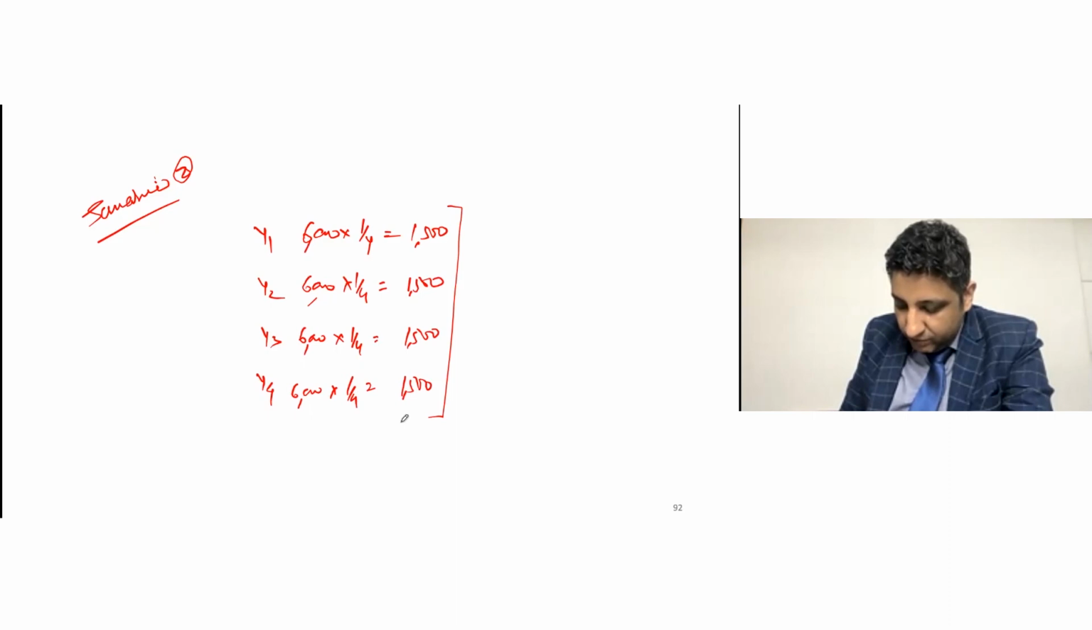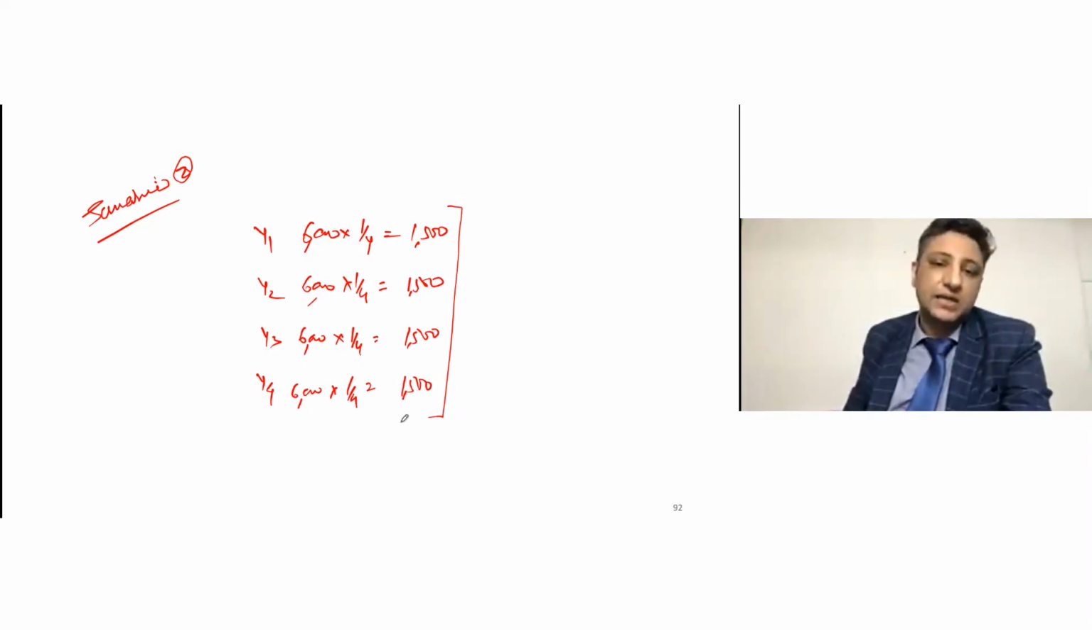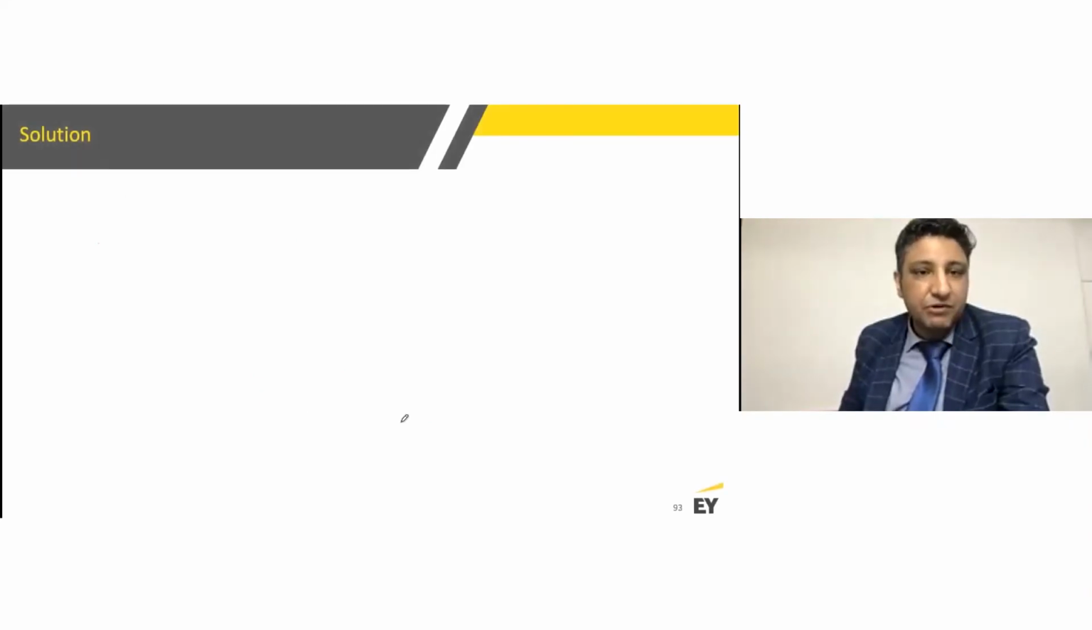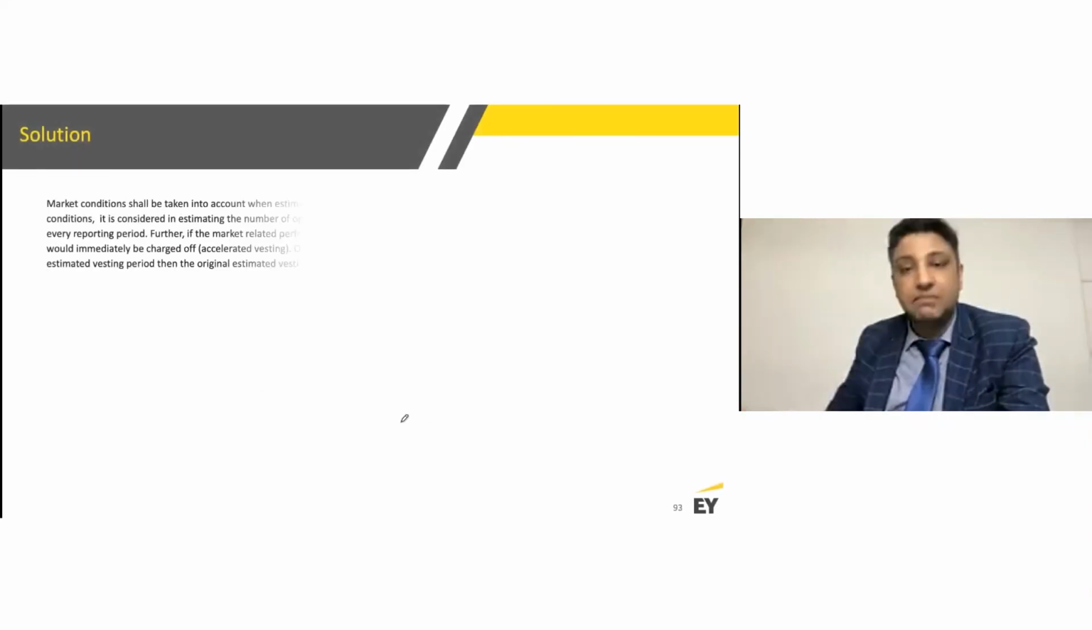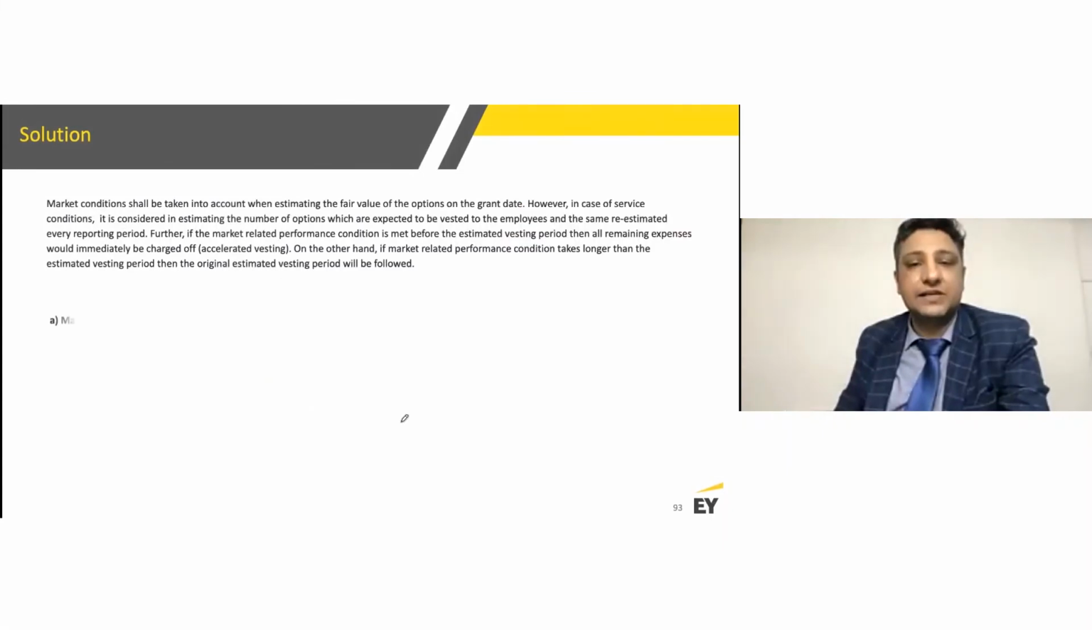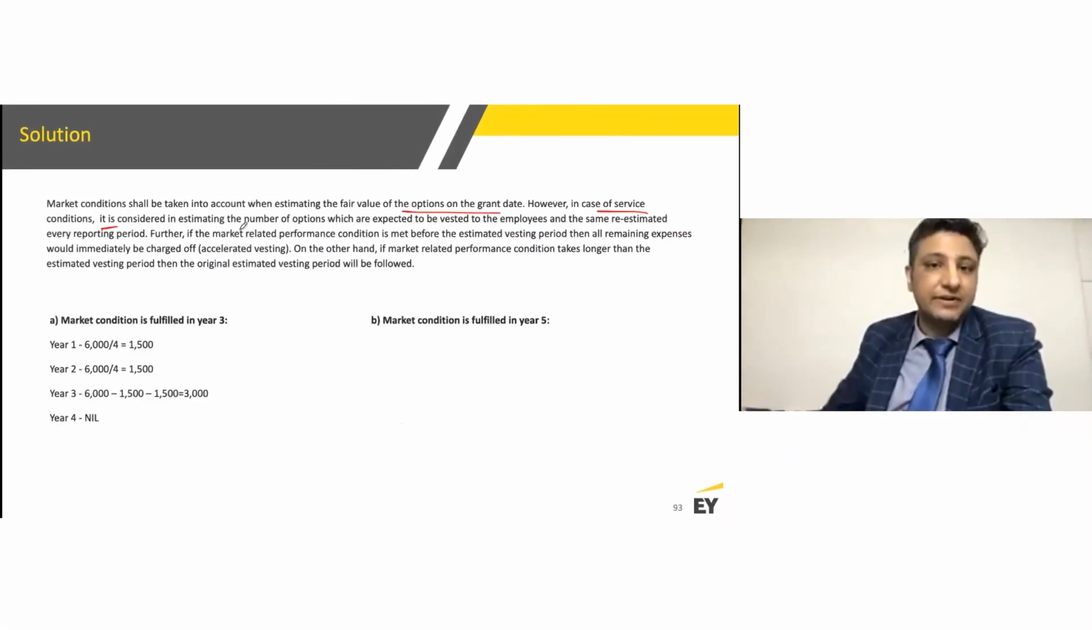All right, let's have a look at the formal solution. It says that market conditions shall be taken into account when estimating the fair value of the option on the date of grant. We have taken those parts. In case of service condition, it is considered in estimating the number of options to be exercised. That's simply the way we do the accounting throughout. If the accelerated vesting, however, takes longer, then the original vesting period shall be followed. And that's what we have done.